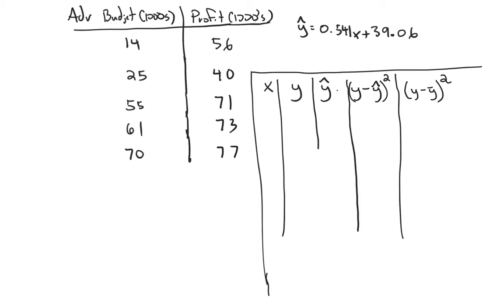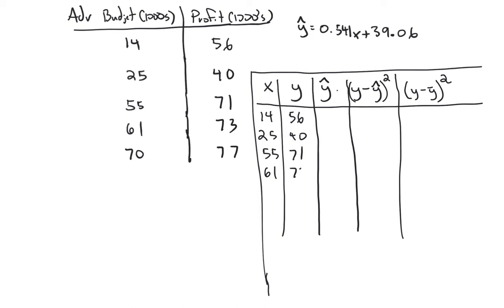So something like that. Okay, so I'm just going to copy down the x and y values here: 14, 56, 25, 40, 55, 71, 61, 73, 70, 77. Okay, and now what I'll do is I'll just calculate one row like I did for a previous example, and then I'll pause the video and fill in all the other rows, and you can do this as well and just check that you're doing it correctly.